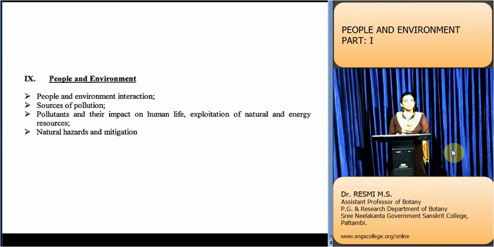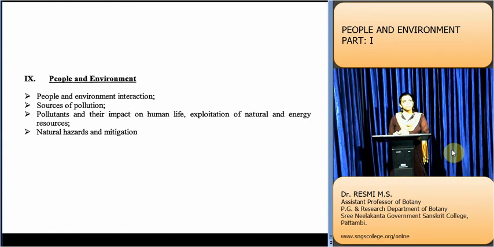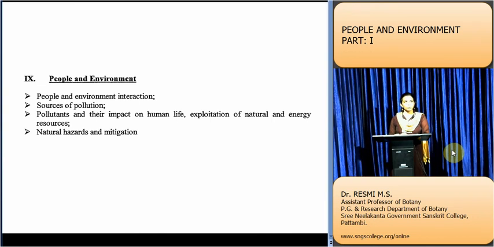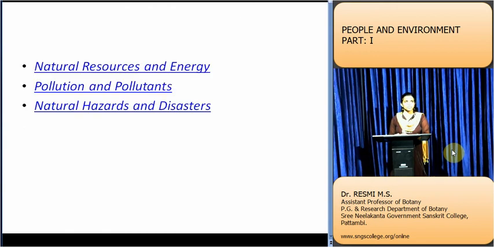For the first paper, you have a topic on people and environment. On that you have 4 different portions such as people and environment interaction, sources of pollution, pollutants and their impact on human life, exploitation of natural and energy resources, natural hazards and mitigation.